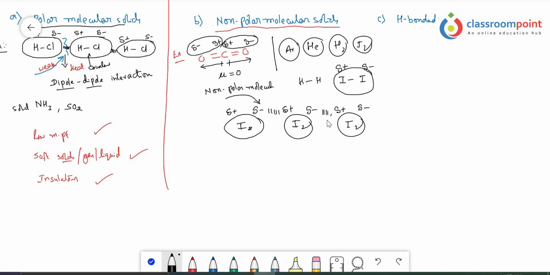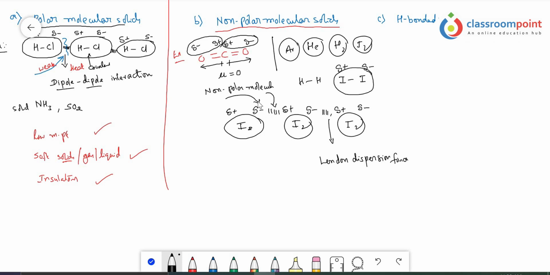These attraction forces that are arising among the instantaneous dipoles are called the London dispersion forces. Since these are not permanent dipoles, the attractions are also not permanent. Once attractions are not permanent, it is easy to break them.